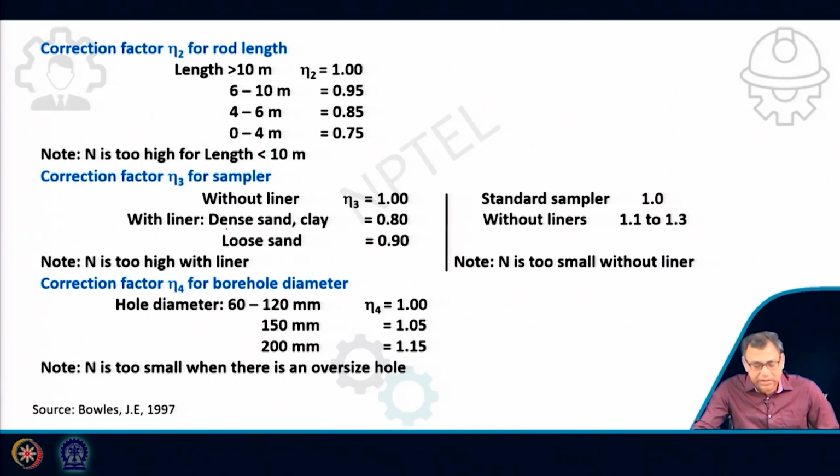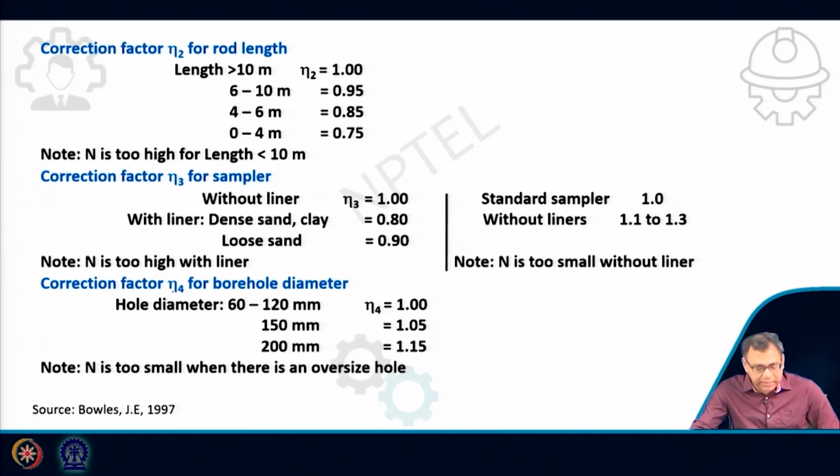And if it is with liner, for dense sand and clay it is 0.8, you have to reduce, and for loose sand it is 0.9. Now, if it is the other way, you can see that if with liner the N value is too high, without liner the N value will be too small. So that means you have to increase that. So the standard sampler with liner in that case will be 1, and without liner it will be 1.1 and 1.3. Okay, so any one of those you can use.